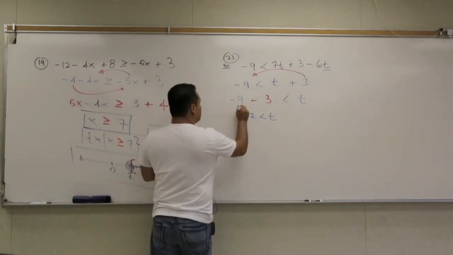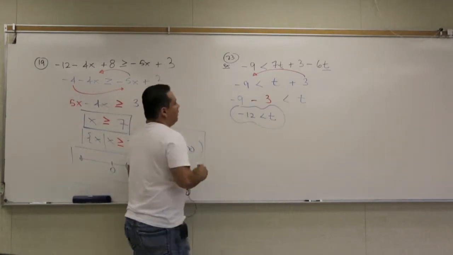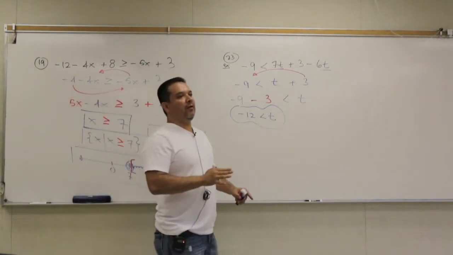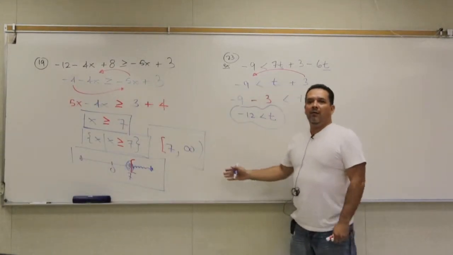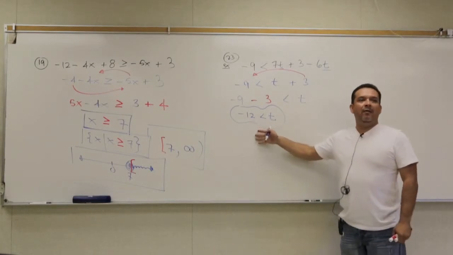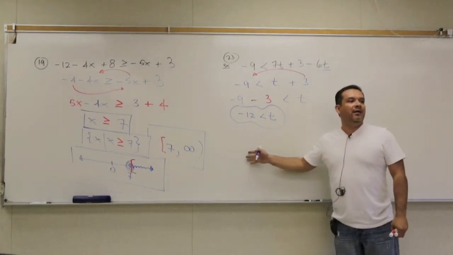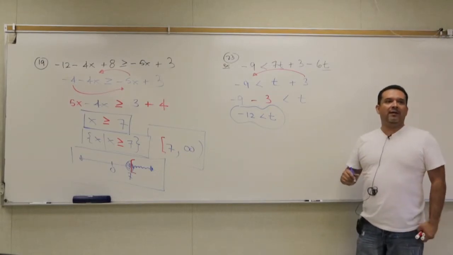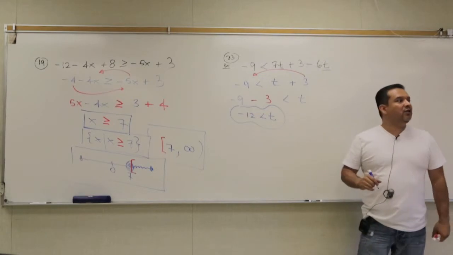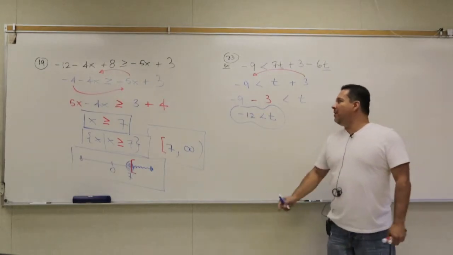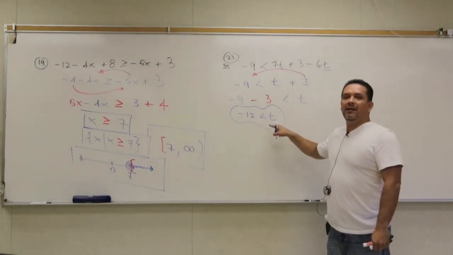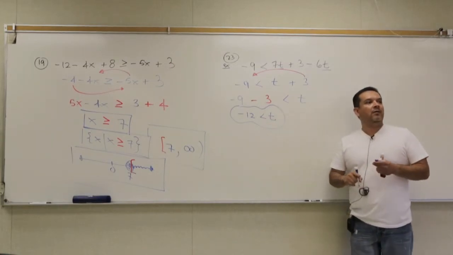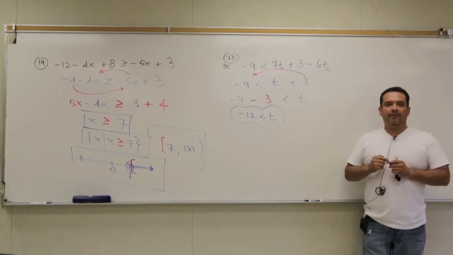Now this is what I wanted to talk about. This is interesting. This is what I wanted to point out to people. Remember, when do you switch the sign? When you multiply both sides by a negative number, or when you divide both sides by a negative number. And that's kind of what we looked at, why that is. That's just inherent in the relationships. But now you got negative 12 less than t. We're going to have to do things like graph this and write the interval notation. So we're going to have to do that.